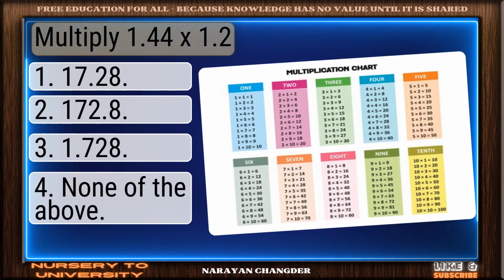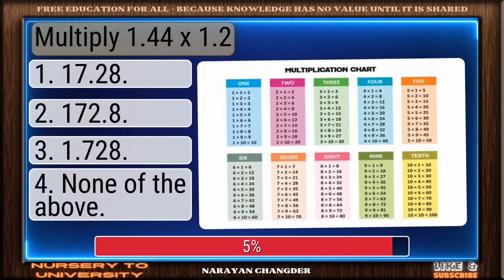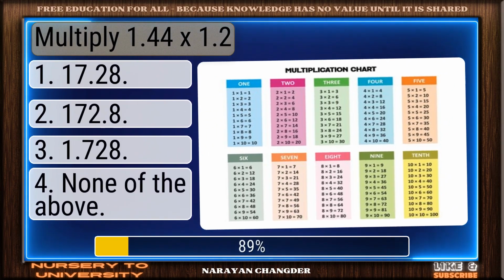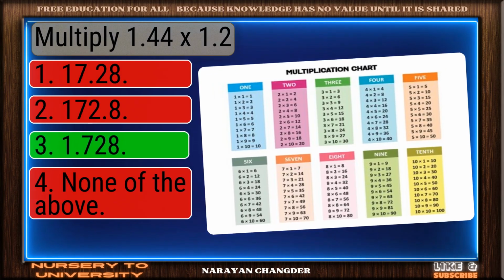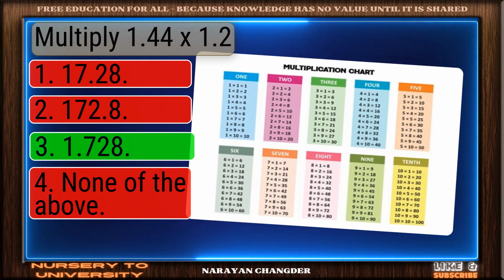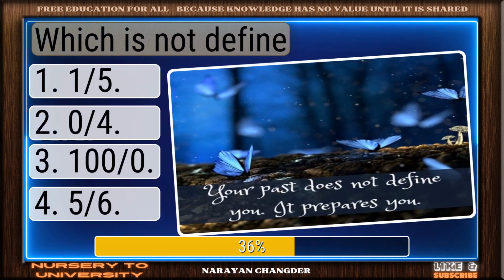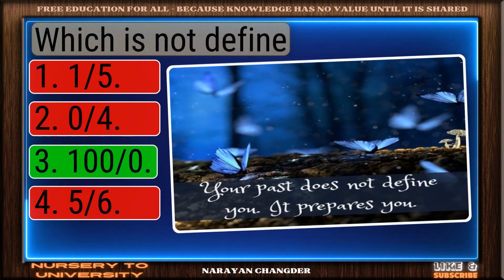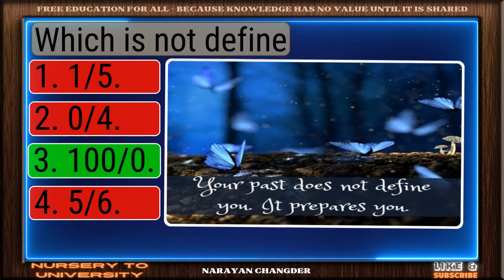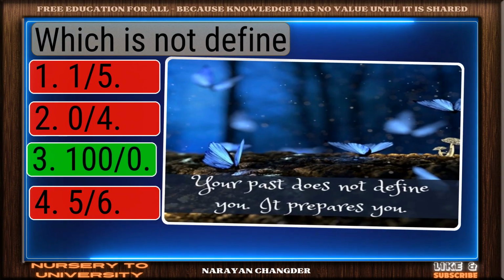Question number 208, multiply 1 4 flux 1.2. Exactly. 1728 makes sense and it is right choice. Question number 209, which is not defined. Great thinking. 100 a 0 is the right choice.